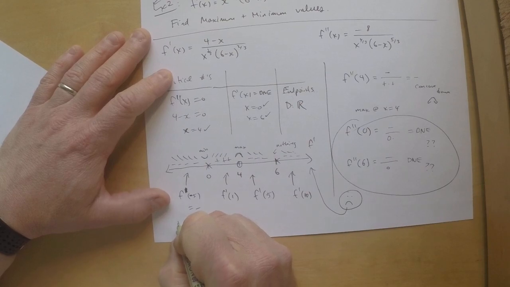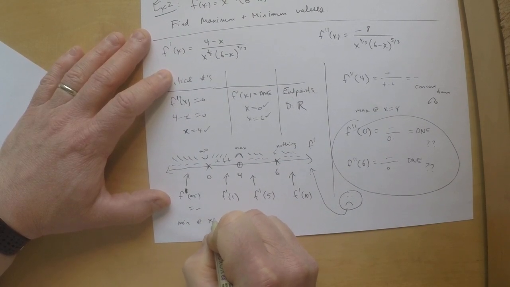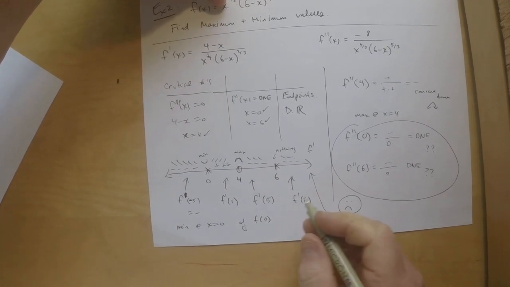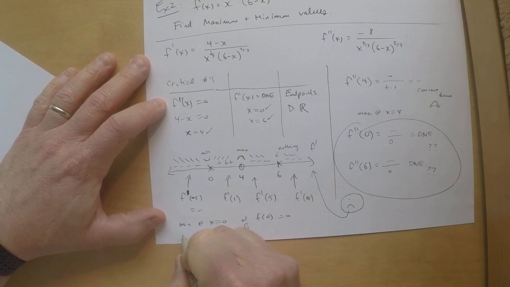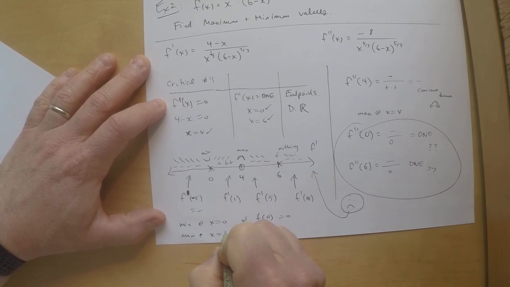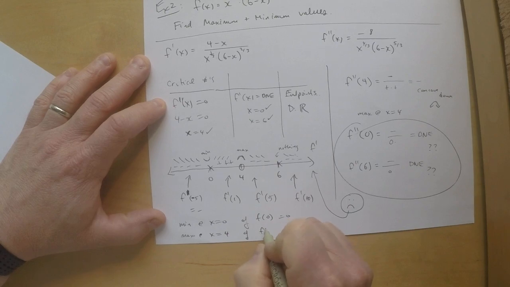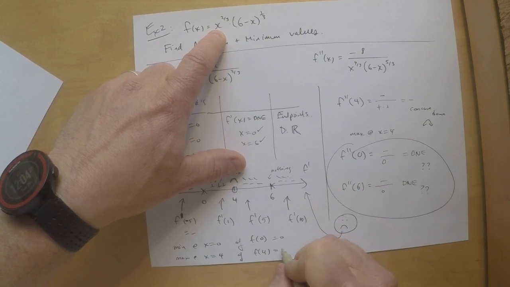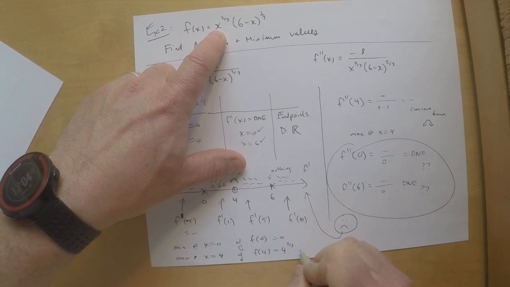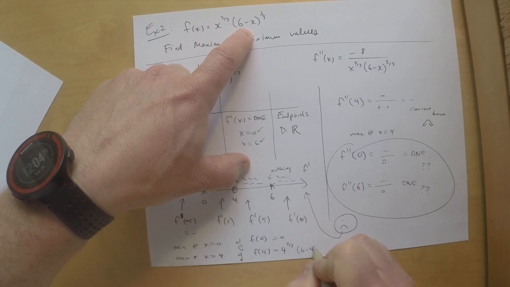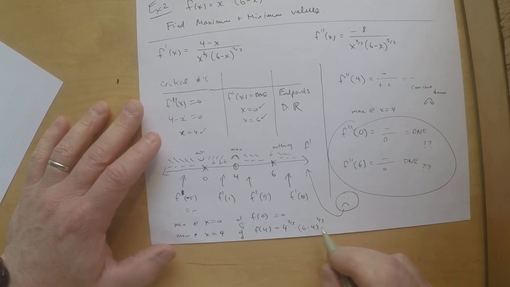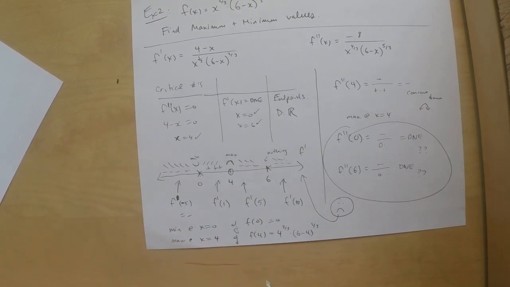So you have a minimum at x equals 0 of f of 0, which you can plug in. That would end up giving you 0. And you have a maximum at x equals 4 of f of 4, which we'd have to plug in. Again, here would be my cheat answer. It'd be 4 to the 2/3 power times 6 minus 4 to the 1/3 power. And I can make that look pretty if I wanted to, but I don't feel like it. There's my maximum. All right, hope that makes sense as far as how that goes.